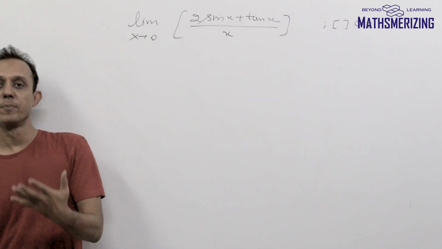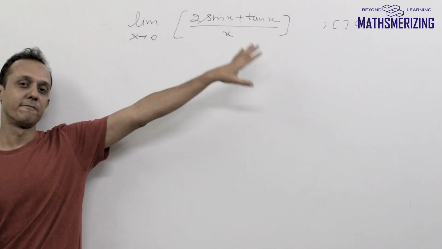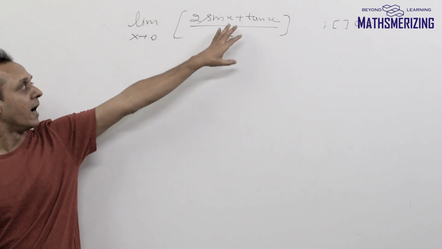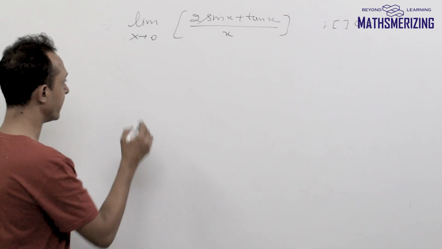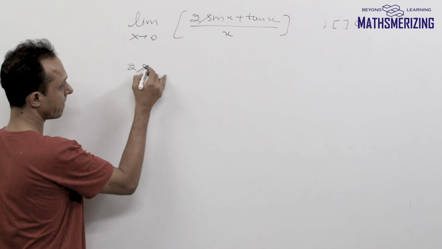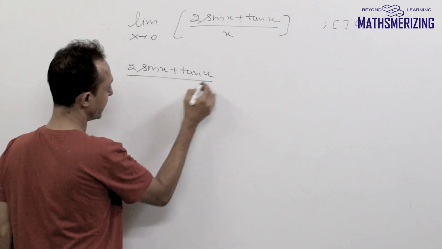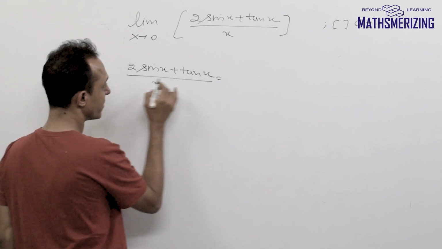Now 3 is an integral point, so at an integral point the greatest integer function is discontinuous, so I cannot take this limit inside. So I need to solve it separately. What I'll do is write it as (2 sin x + 10x) upon x. So I'll use the expansion formula.